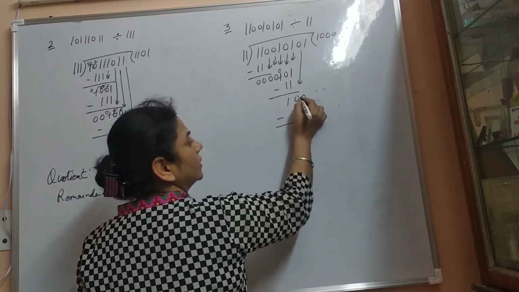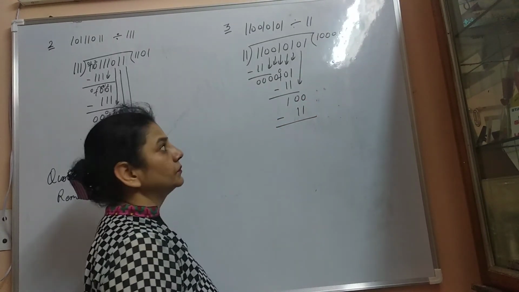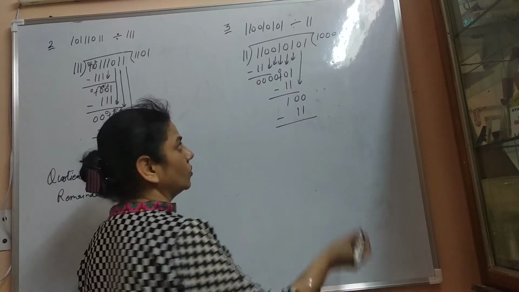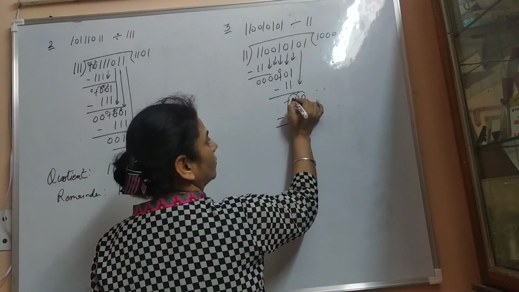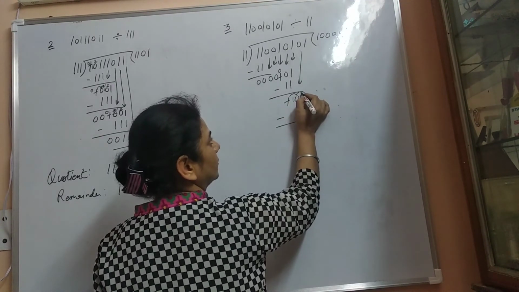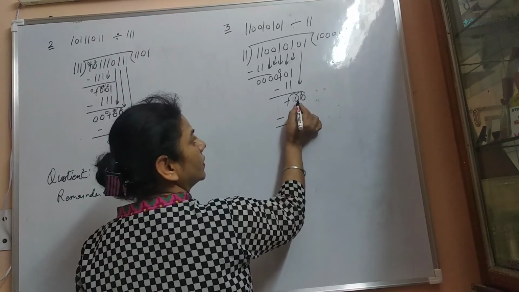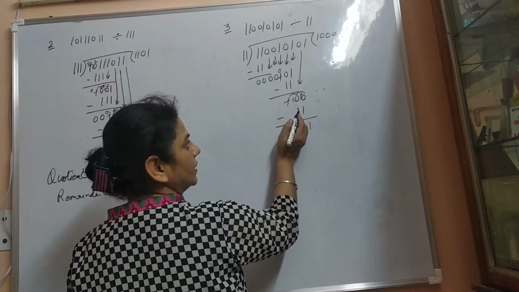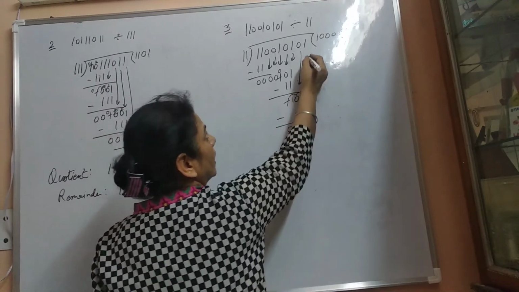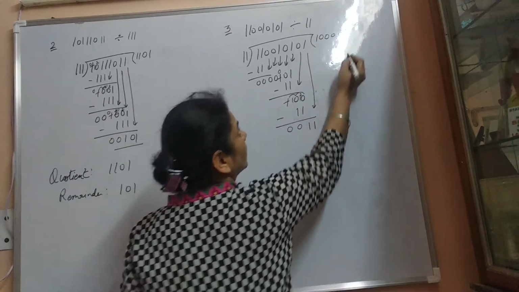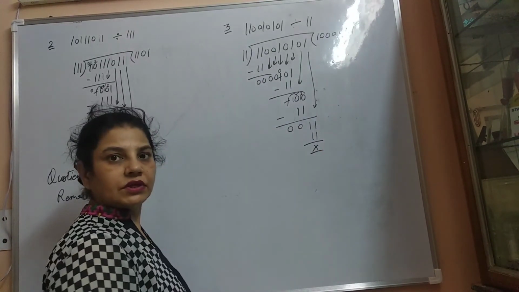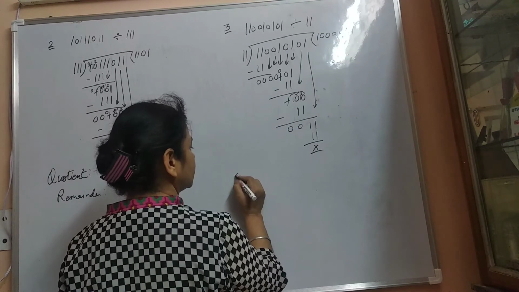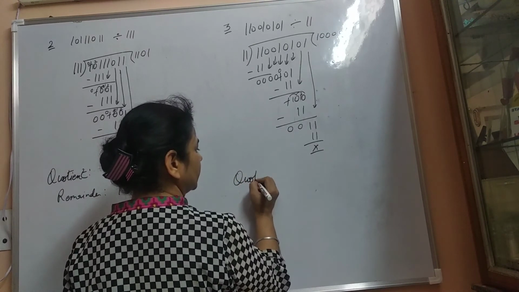Subtract: 0 minus 1, if I take this, it borrows here and this becomes 2. 2 minus 1 is 1. And this is 1, 1 minus 1 is 0. I take 1 down. It goes with 1, 1, 1, 1. And the remainder is 0.